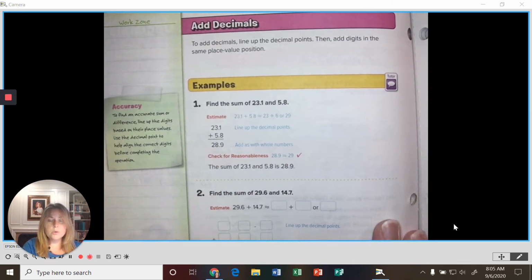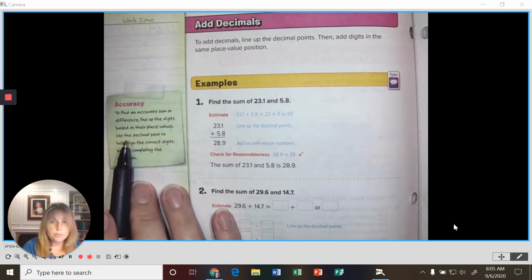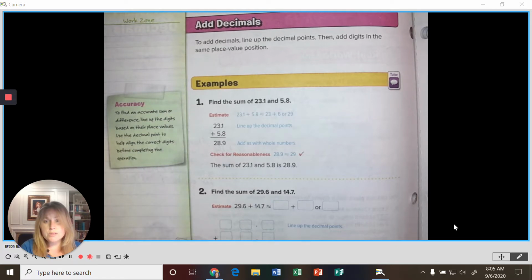All right, so we are going to look at adding decimals. First, let's talk about accuracy. It's really important to be accurate when we're working with math. To find an accurate sum or difference, line up the digits based on their place values. Use the decimal point to help align the correct digits before completing the operation. So we always need to line up our decimal. That helps us to make sure that we're keeping our place values in the correct place, and we are keeping like terms, like the ones places with the ones places.